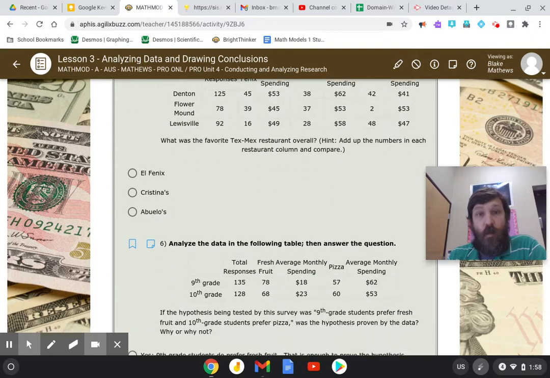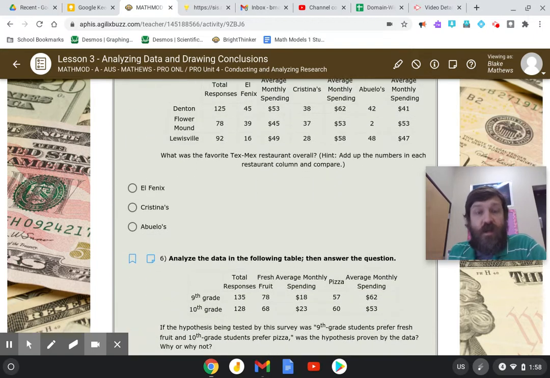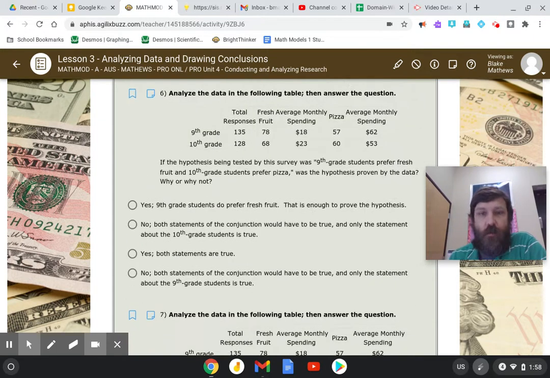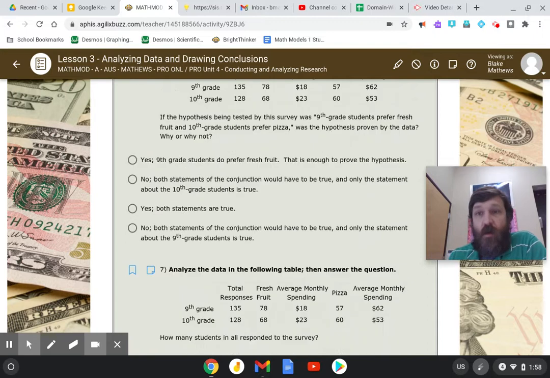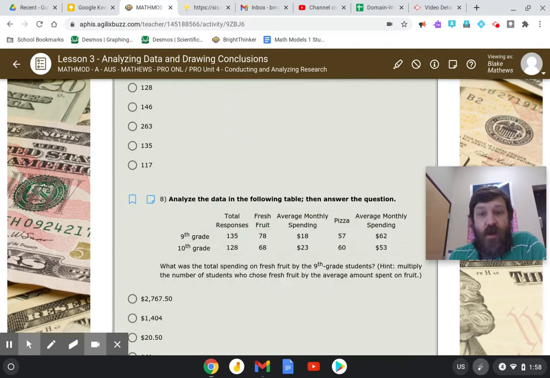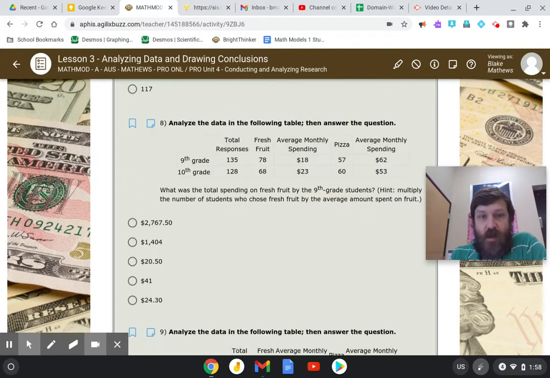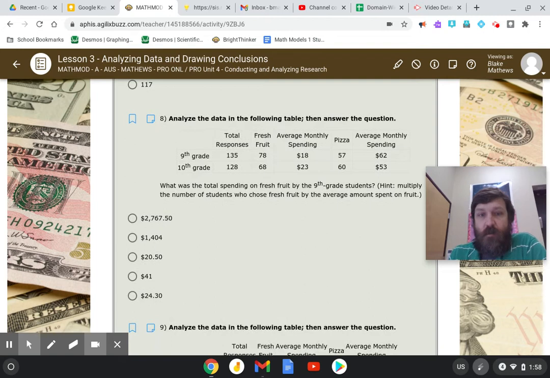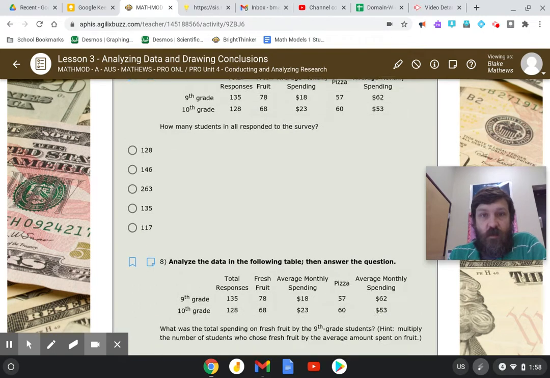What was the favorite overall? So in this one, you're actually going to need to add up the numbers for each one and see which one has the biggest. Pretty straightforward. I'm not even going to really go over much more. This is a very short video because I think you guys are going to be fine. Just take a look at the table and use it to answer the questions.